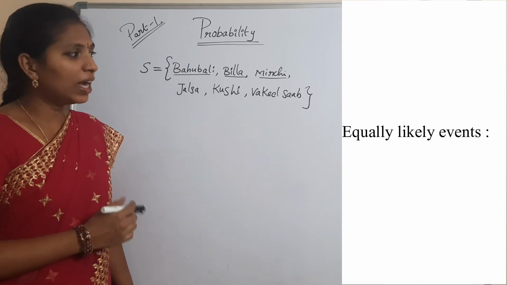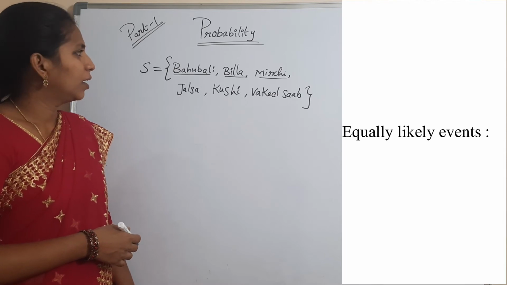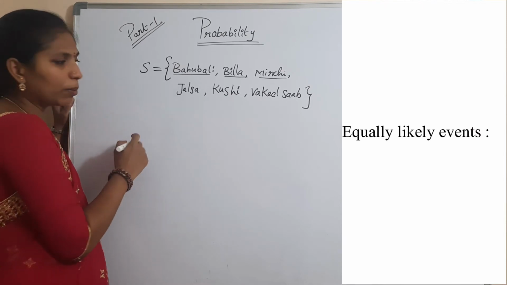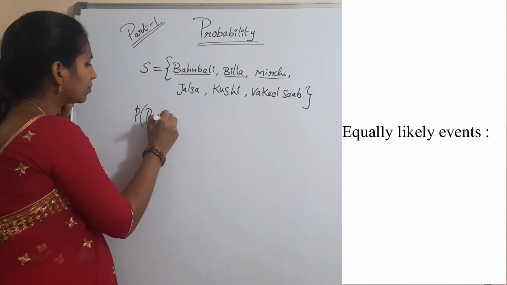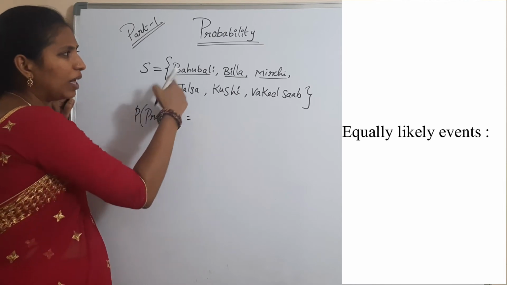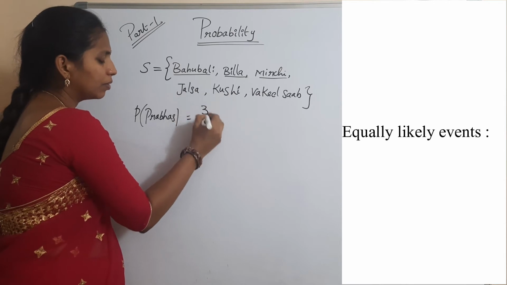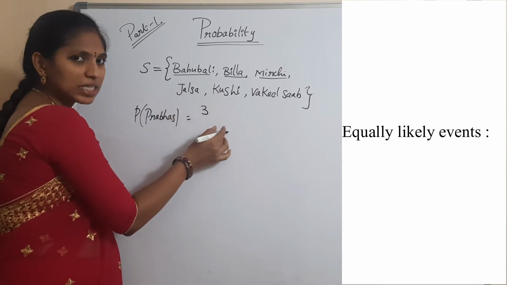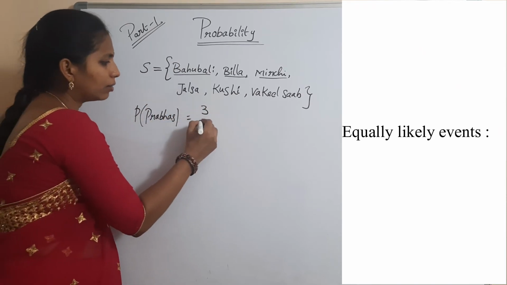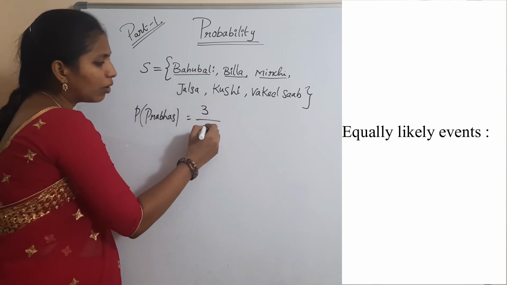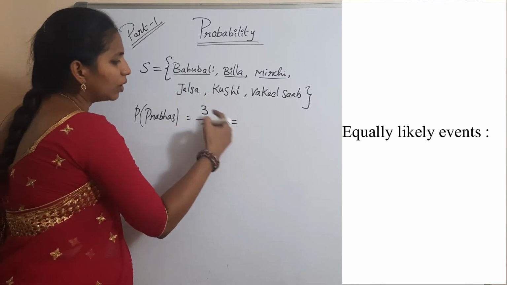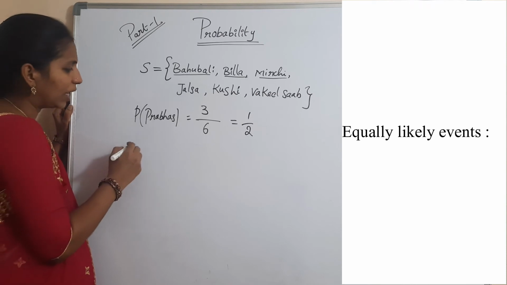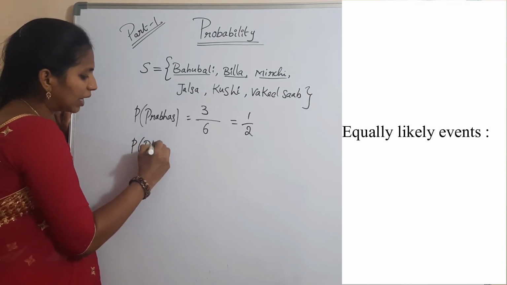Now see what is meant by equally likely events. Suppose I want to select a Prabhas movie from this sample space. What is the probability? P of Prabhas equals, how many Prabhas movies are there? 3. To select only one movie whose hero is Prabhas, 3C1. No need to write 3C1; directly write 3 by the total number of outcomes, which is 6. 3 by 6 equals 1 by 2. Next, I want to select Pawan Kalyan's movie, another event. P of Pawan Kalyan's.